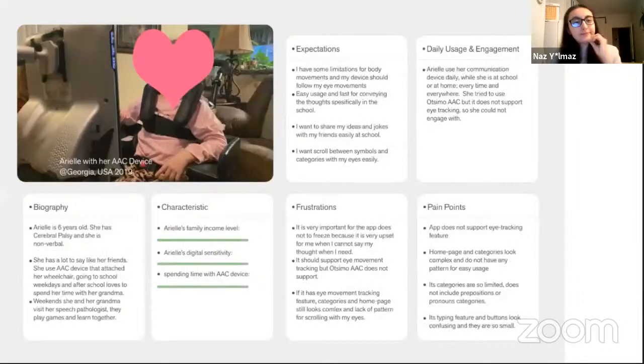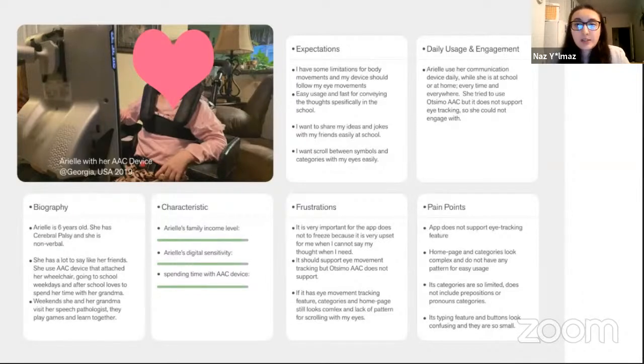Their first pain point is that symbol sets and the home page do not lead to personalization. Our second persona, Ariel, what is her expectation? I have some limitations for body movements and my device should follow my eye movements. This is the first expectation. What is the frustration? It is very important for the app not to freeze because it is very upsetting for me when I cannot save my thought when I need.